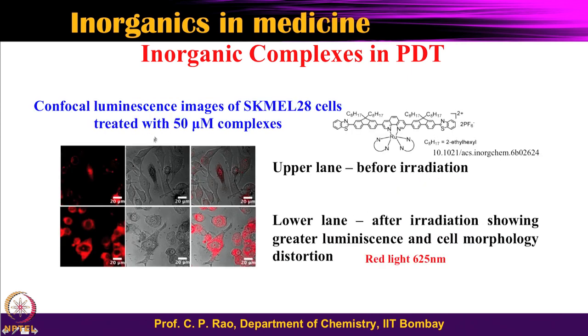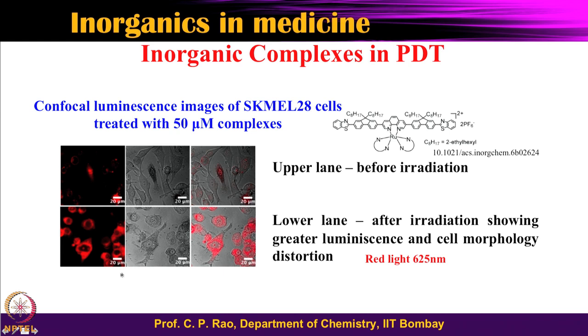The next slide shows the confocal luminescence image of a particular type of cells, named SKMEL28 cells. These are treated with the complexes and, of course, the control as well. The upper one is without irradiation. This is the normal or fluorescence microscopy, this is the bright field case, and this is the overlay of these ones.